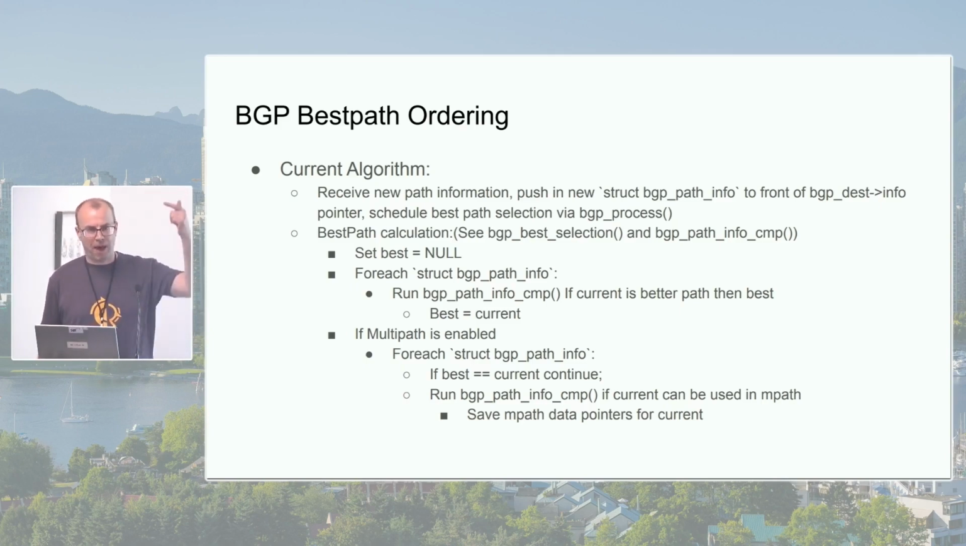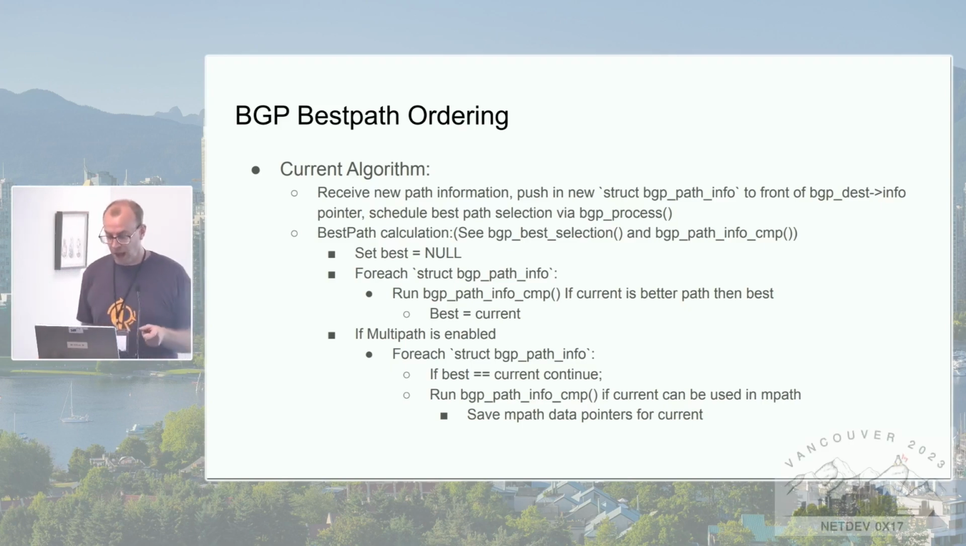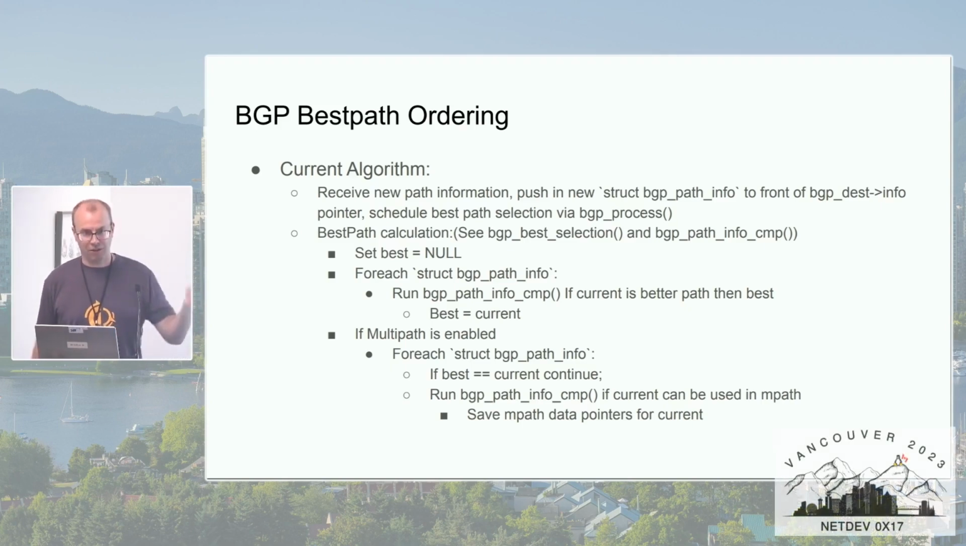So I'm running bestpath over the entire list every single time I run it, so I have to run bestpath 3 times for 3 paths, and I have to do it over every single node in the list. Additionally, if I have multipath enabled, I run bestpath again over every single item in the list. And since they're unordered, I can't stop when they're no longer better.